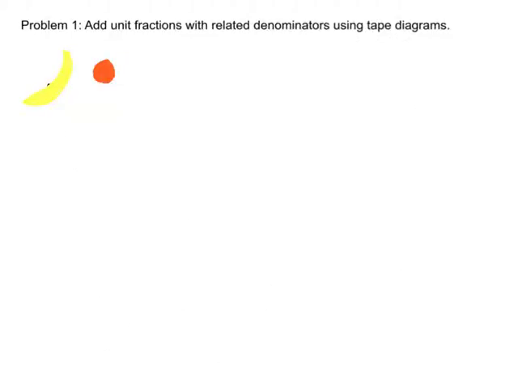All right, in this problem, we're going to be adding two fractions that have related denominators using a tape diagram. But let's look first at what I have here. This is a banana, and this is an orange. If I tried to add these two together, what would that equal? Well, it's not 2 oranges, because one's a banana, and it's not 2 bananas. But what do bananas and oranges have in common? They're 2 pieces of fruit. So I would have 2 fruit if I were to add these two together.